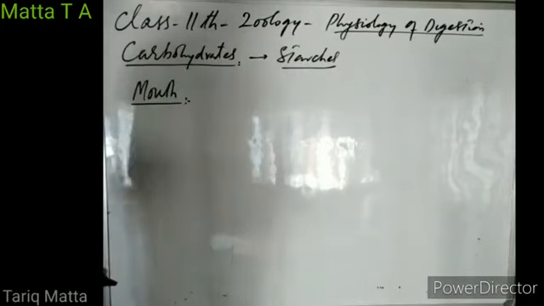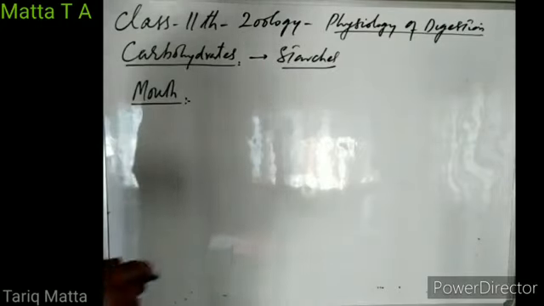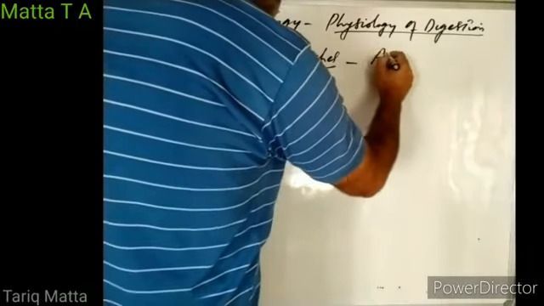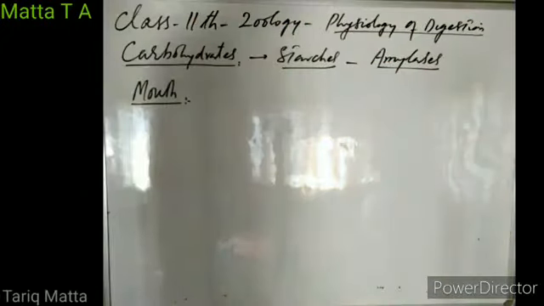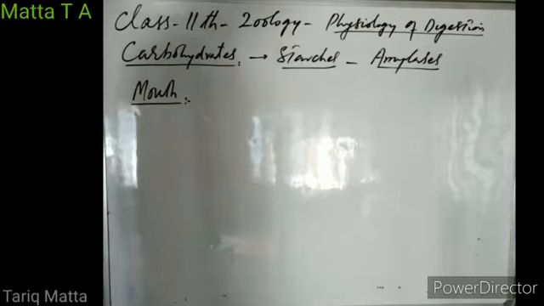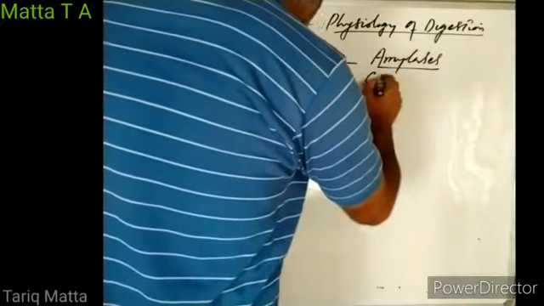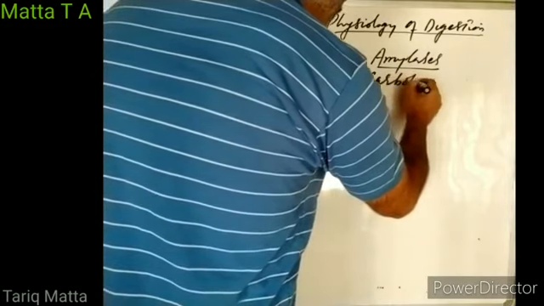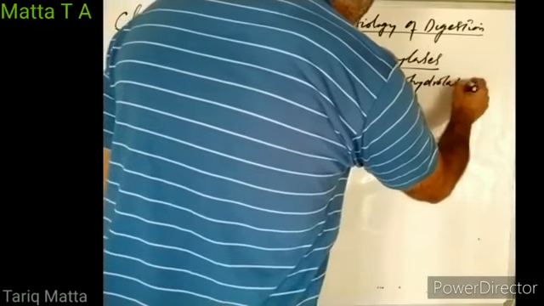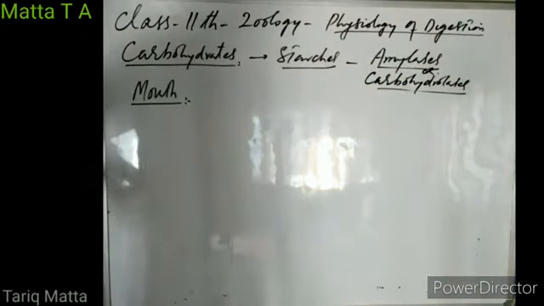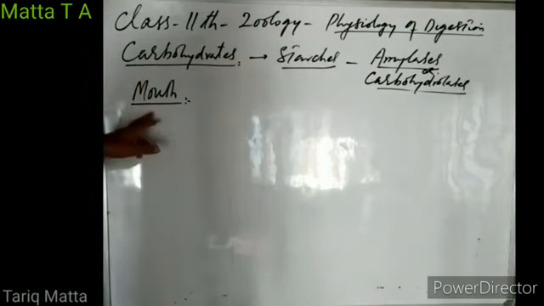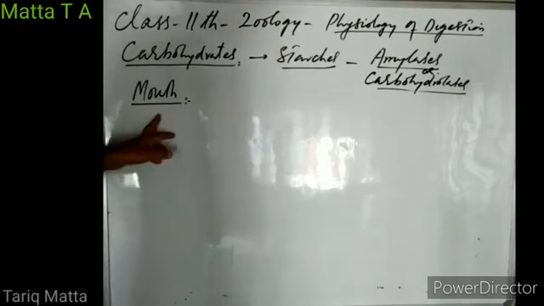Those enzymes which are involved in digestion of carbohydrates or starches are generally known as amylases, or sometimes we also call them carbohydrolases. So those enzymes which are generally involved in digestion of carbohydrates and starches are known as amylases or carbohydrolases. Digestion of carbohydrates starts from the mouth.